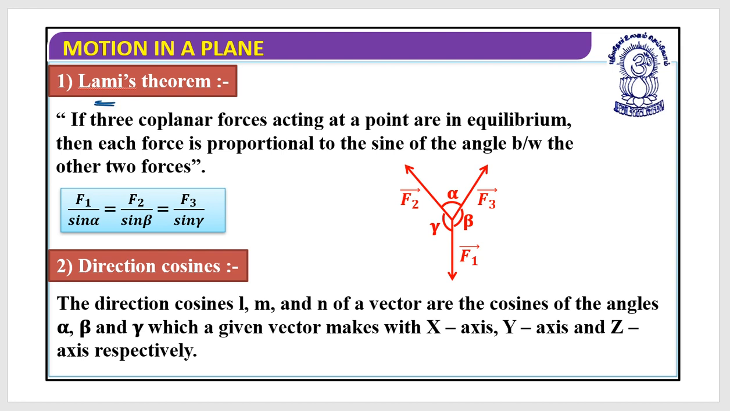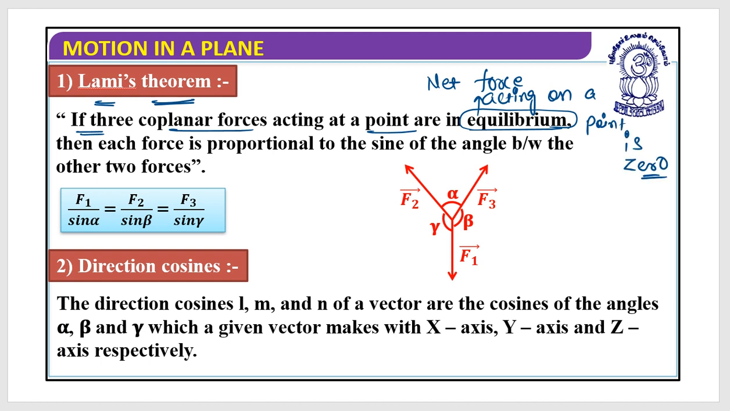Our first one is Lami's theorem. What it says is that if three coplanar forces acting at a point are in equilibrium now, do you understand equilibrium? What we can know about equilibrium is that the net force acting on a point is zero. It's an equilibrium.